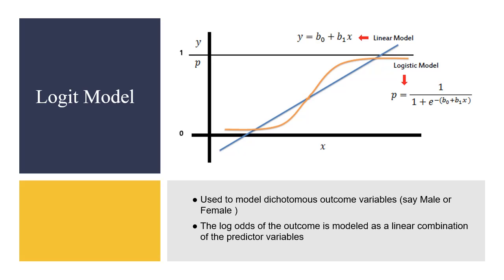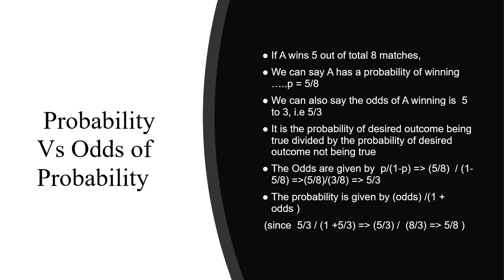So in order to convert the Y value, which is normally of any magnitude, to a magnitude of 0 to 1, we need a function, a mapping, and that mapping is the logit function. How this mapping is done is what we will see in the next slide. So we have to understand first what is probability and what is odds.